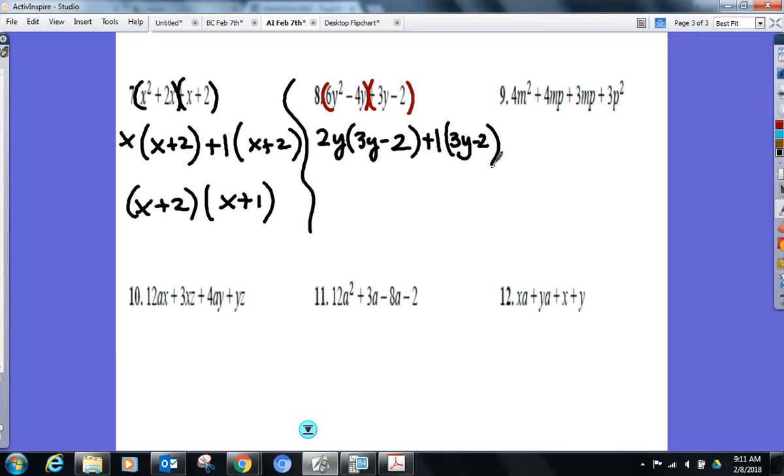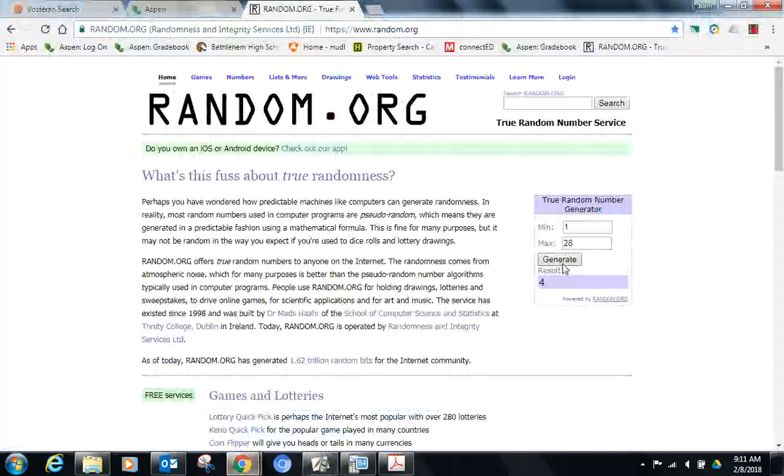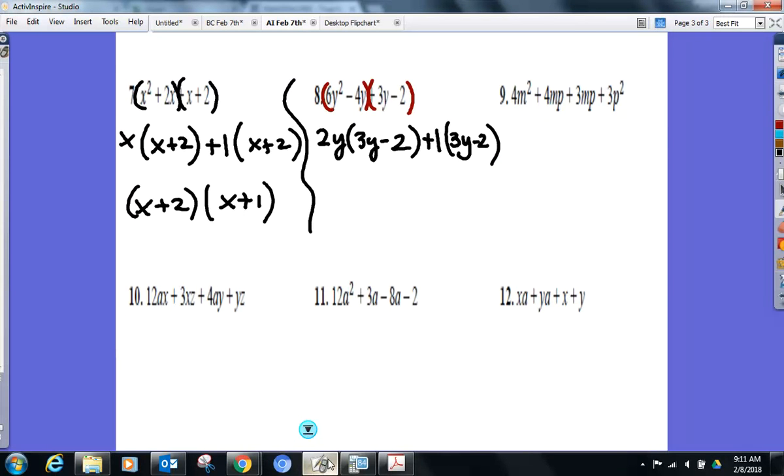Okay, so here we go. What am I left with? What's in common? 3y minus 2 times, what's the GCFs left? There you go. Now go ahead and ask your question again.